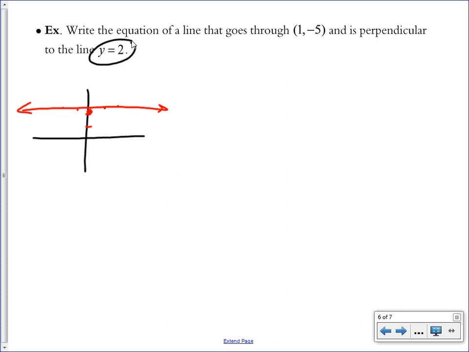A vertical line will look like a line like this, but it has to go through the point (1, -5). If we're talking about going through the point (1, -5), we must be talking about the vertical line that is located at x equaling 1. So the equation that's perpendicular to that and goes through (1, -5) is the line x equals 1.